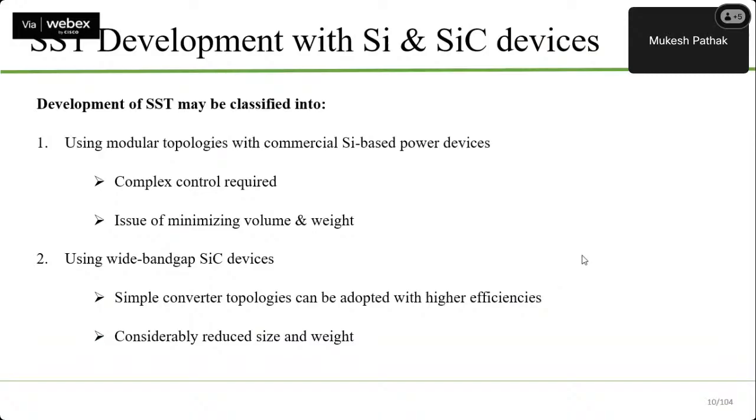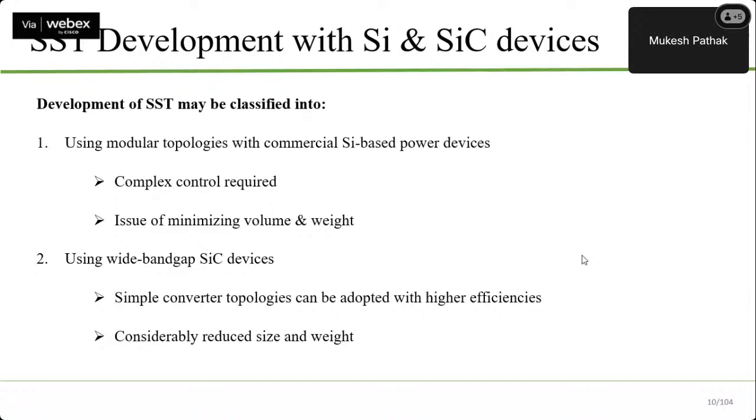But there are simultaneous developments going on, and one of the important developments which has taken place in the last few years is SiC devices. These devices offer us the opportunity to operate the SST converters at very high frequencies. Converter efficiency can be maintained high, and thermal management also becomes simpler because SiC devices can operate at high temperature.